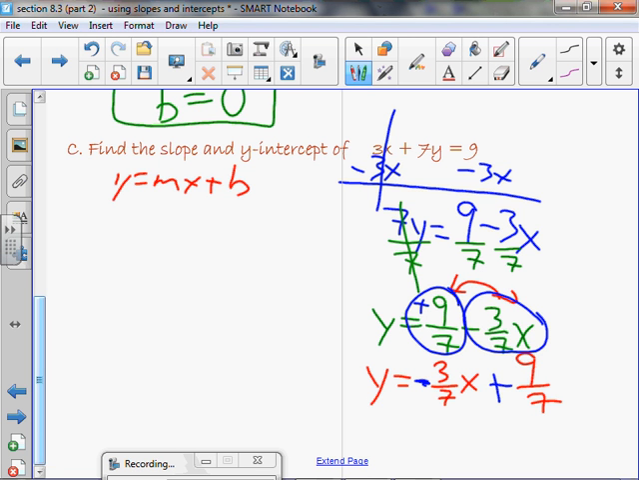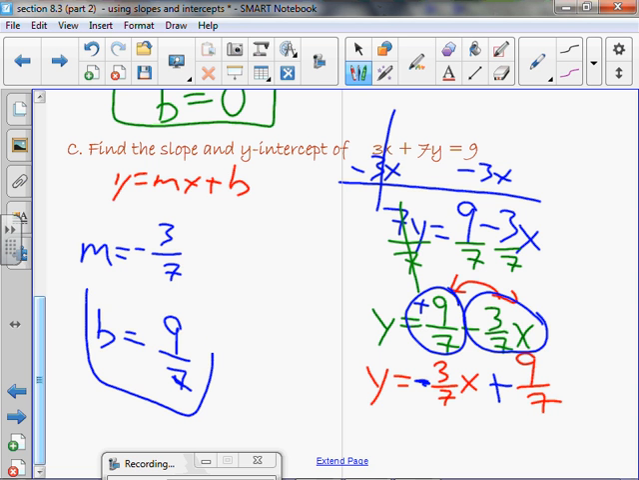Now we have this in slope-intercept form, and we just read it off. m equals what? No, negative 3 over 7. b, the y-intercept, is what? 9 over 7. Can I simplify any of these fractions? No, they don't have any common factors.